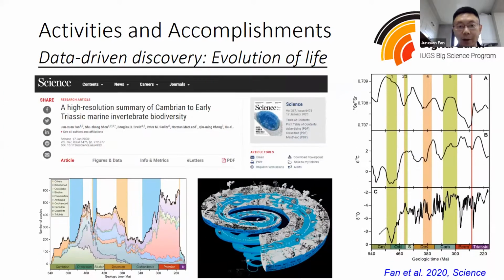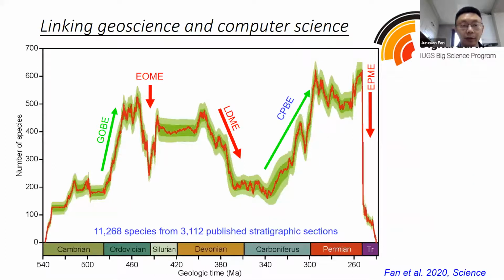And also here shows one paper we published last year. It's based on the big data from the OneStratigraphy and the AI algorithm we designed, and also the supercomputer Tianhe 2. And we can make some innovative study on the biodiversity curve. So this shows a very good example of how to link the geoscience and the computer science.